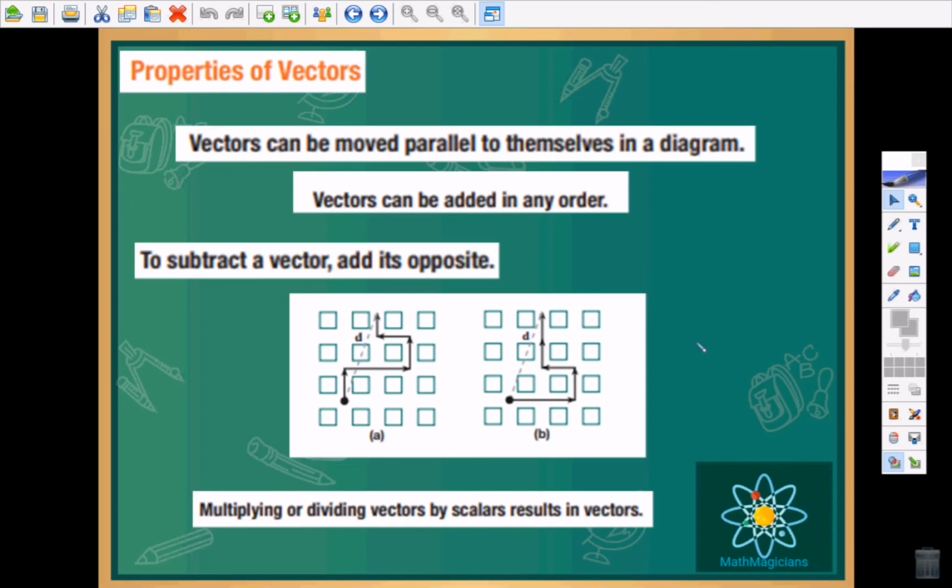To subtract a vector, add its opposite. Vector subtraction makes use of the definition of negative of a vector. The negative of a vector is defined as a vector with the same magnitude as the original vector but opposite in direction. Multiplying or dividing vectors by a scalar results in vectors.